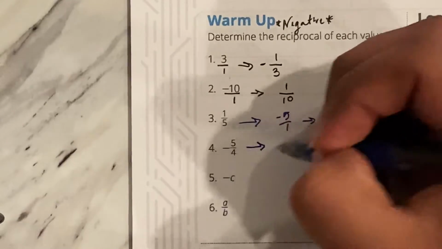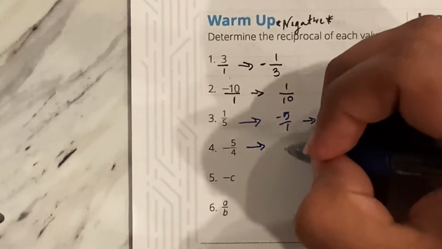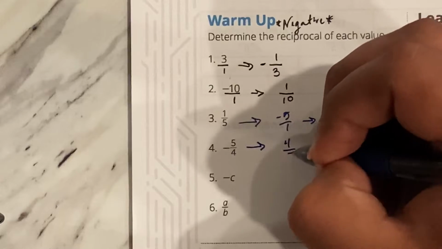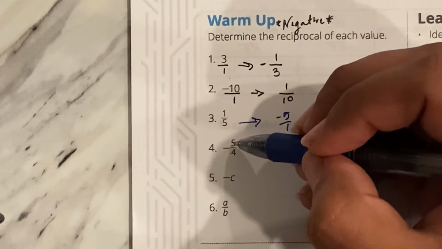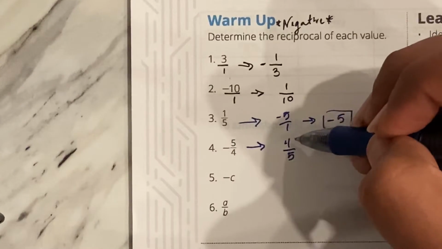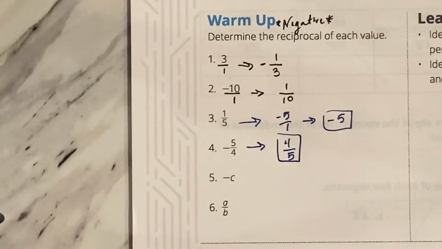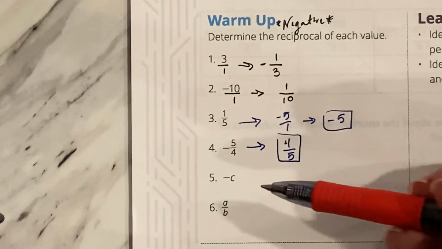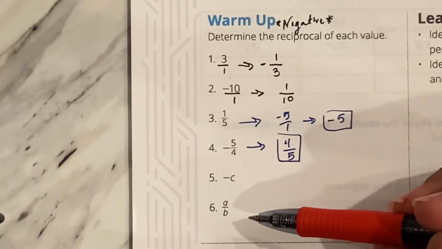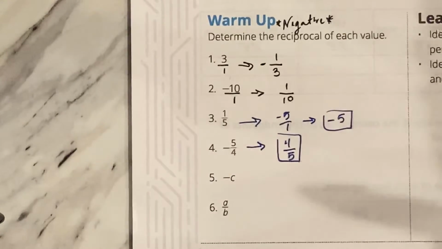Number 4, flipping these numbers around, we have 4 over 5. This whole fraction was negative, turns into all positive. Pause the video real quick. Give yourself a thought. How can I do 5 and how can I do 6? Give yourself a second, then resume.